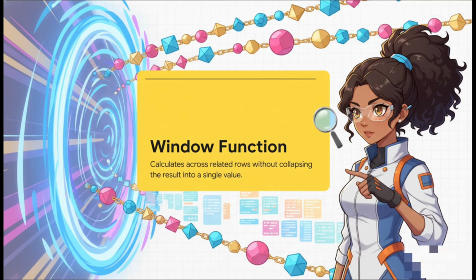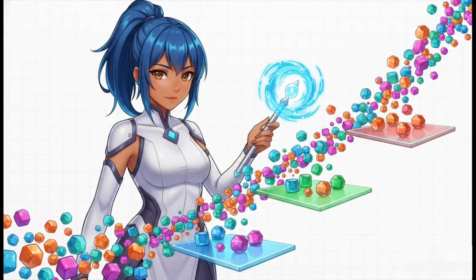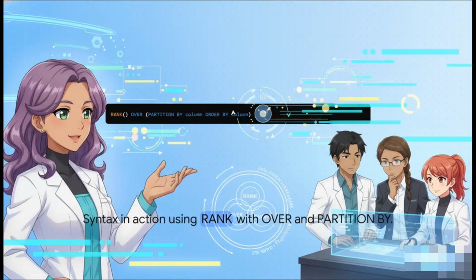Game changer, right? Under the hood, the OVER clause is the absolute powerhouse engine driving these non-collapsing calculations. Inside OVER, we use PARTITION BY. It logically divides your data into chunks without physically squashing them together. And this brilliantly illustrates the syntax in action, perfectly combining the RANK function with OVER and PARTITION BY.